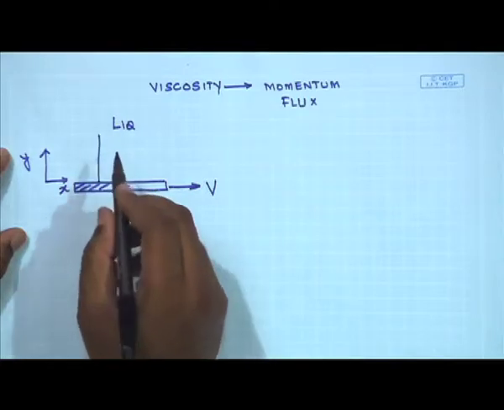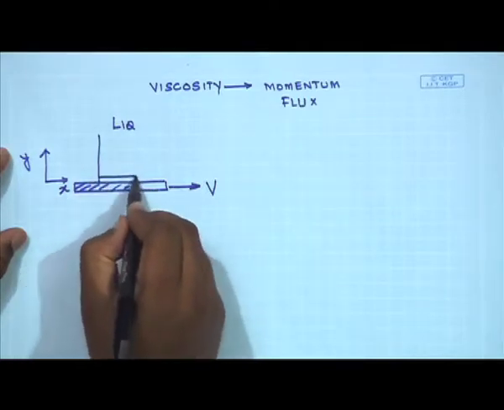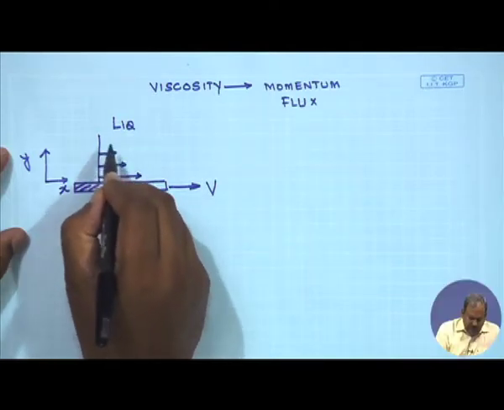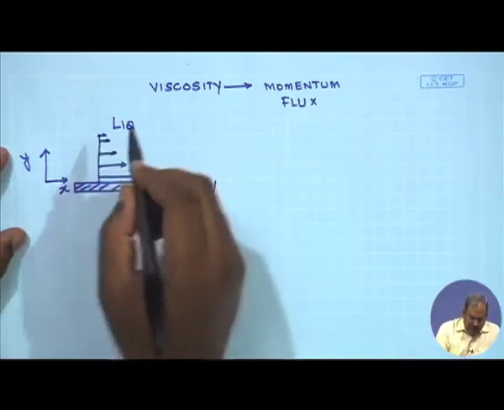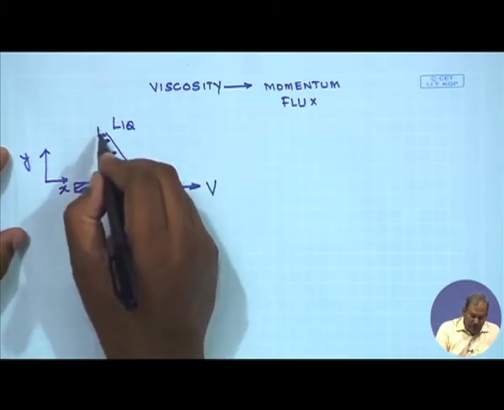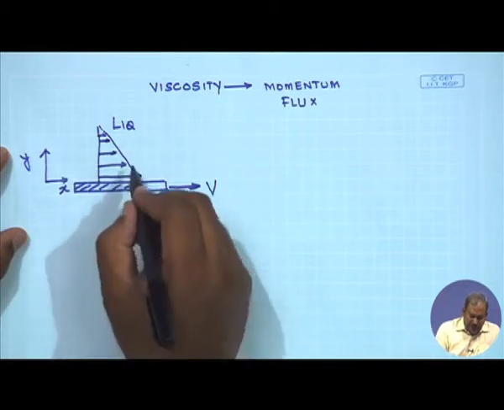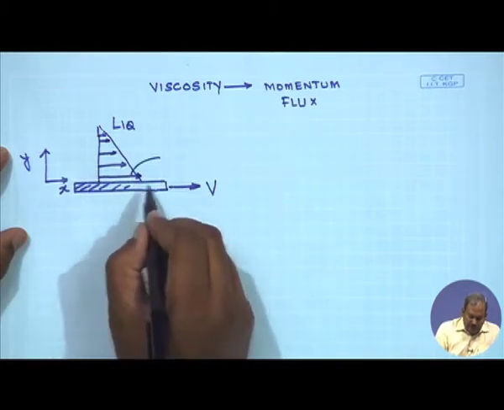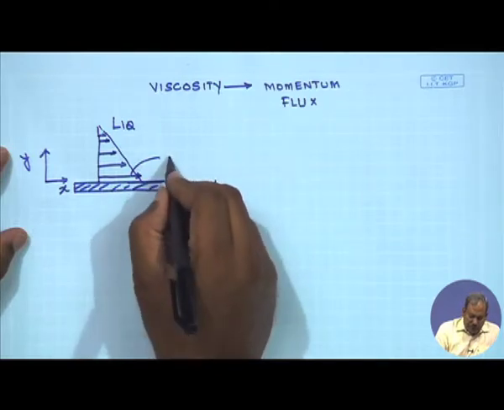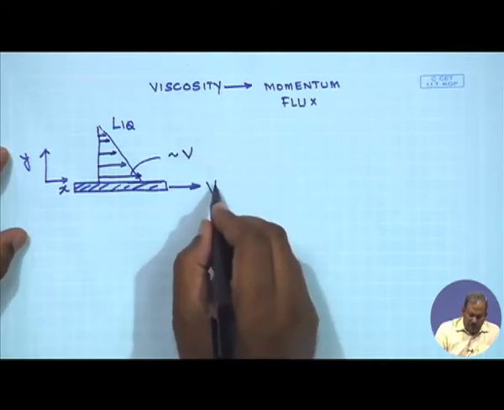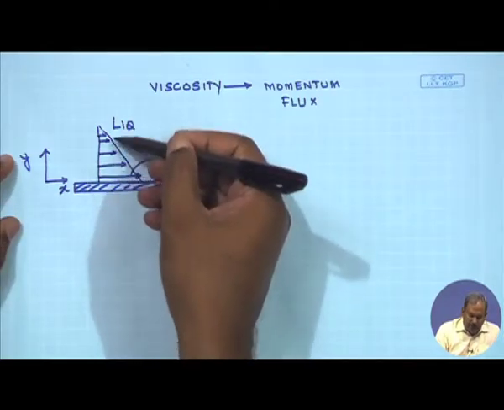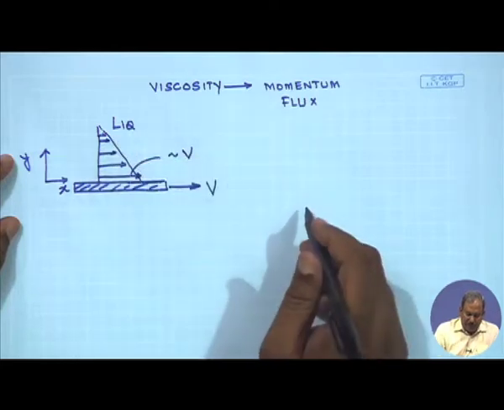So, in this direction the velocity will progressively decrease, and ultimately at a point far from the plate the velocity will be roughly 0. So, this velocity, which is very close to the solid plate, will be approximately equal to the velocity v of the solid plate, and as I move away from it, the velocity will decrease.